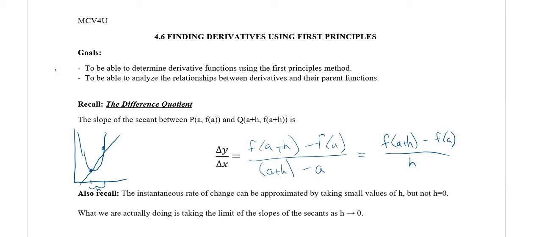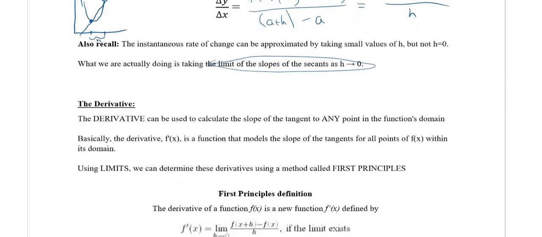So that's our general. And to get the instantaneous rate of change, the slope of the tangent, basically, we want to get that second point as close to the first one as possible. So we want to get h as close to 0 as we can. So what we're doing is we're going to take the limit of the slopes of the secants as h approaches 0. So we're going to use that knowledge of limits, and we're going to throw that in right now.